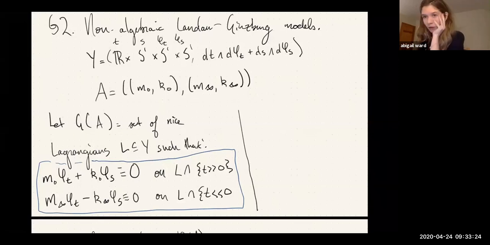For the rest of the talk, I'm going to consider the symplectic space Y. This is just going to be equal to R times T3. I write it in coordinates: R times S1 times S1, with coordinates t, s, phi_t, phi_s, and with the symplectic form dt wedge dphi_t plus ds wedge dphi_s. You can think of this as C star times E with its standard symplectic form, normalized so that the symplectic area of the elliptic curve factor is 1.